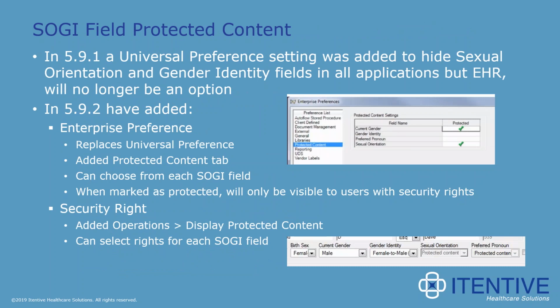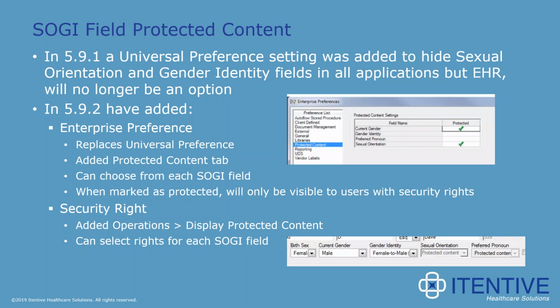Moving on to the SOGI field protected content, they've also increased the security associated with this. So in 591, a universal preference setting was added to hide the sexual orientation and gender identity fields in all applications to the EHR. This will no longer be an option. That was kind of a first step in this because they knew they had to do something, but now they've expanded it. So now the enterprise preference replaces the universal preference.